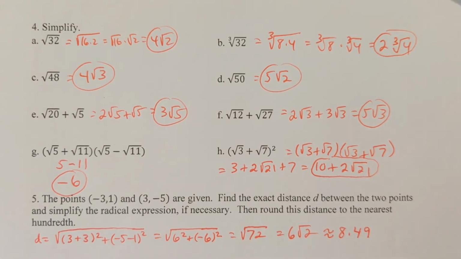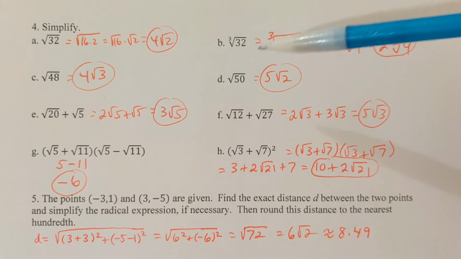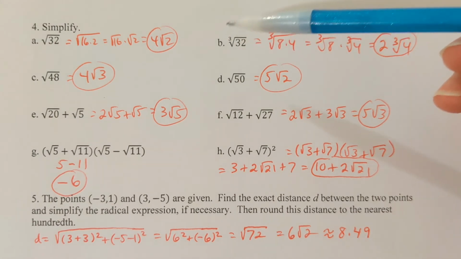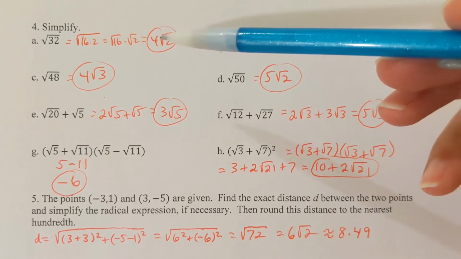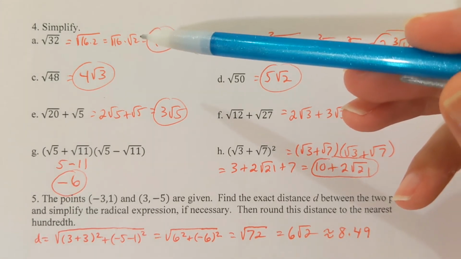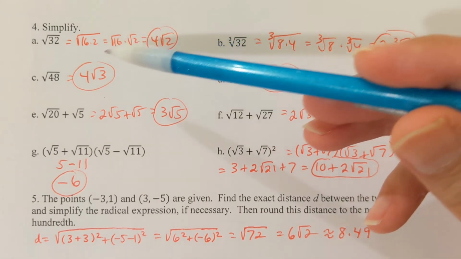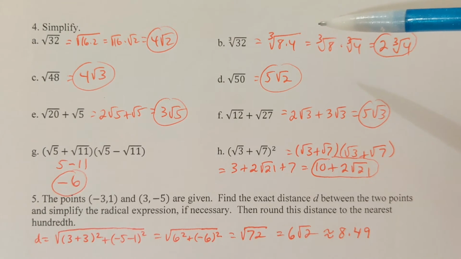Problem 3, it should be. Simplify the square root of 32. Okay, so I need to think of two numbers. One that I know the square root of. I know the square root of 16, and I don't know the square root of 2. So 16 and 2, which gives me 4 root 2, is the answer.